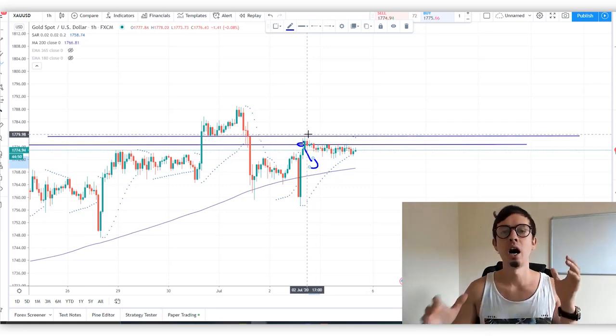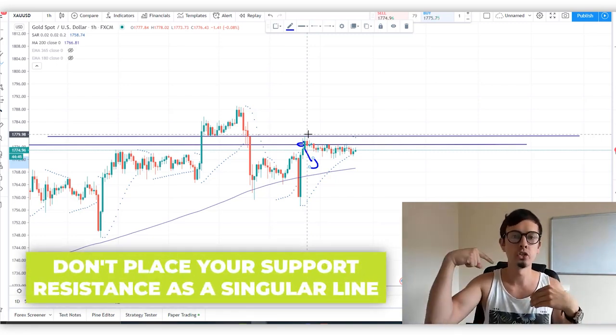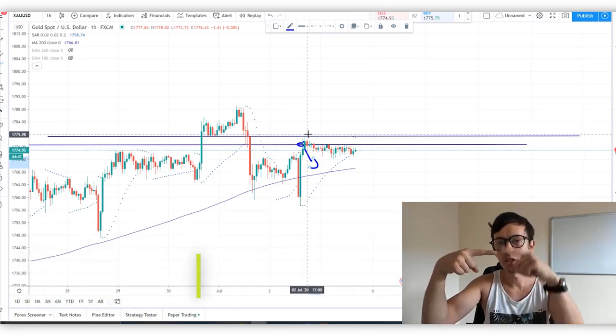As I told you guys, always when you place your support resistance, don't place it as just a singular line, because it's very risky, because price usually breaks out and then consolidates.